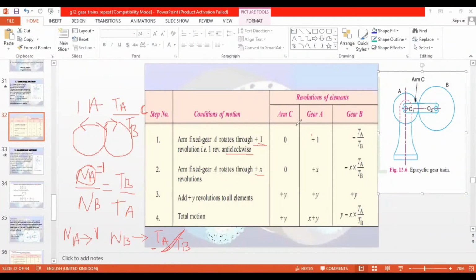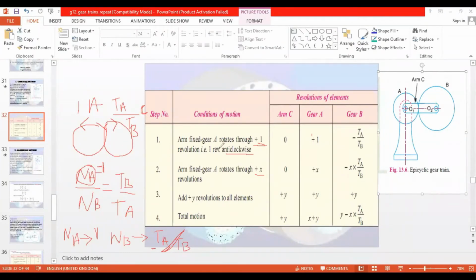Now this arm, assume, is going to move. So here we stopped the arm and put the values for A. Now the arm is also going to move. Add plus Y revolutions to all elements. Why? Because the arm is going to move, this B is going to move, A is also going to move. So I will add plus Y for all elements: plus Y here, plus Y here, plus Y here. This plus Y is the movement of the arm.